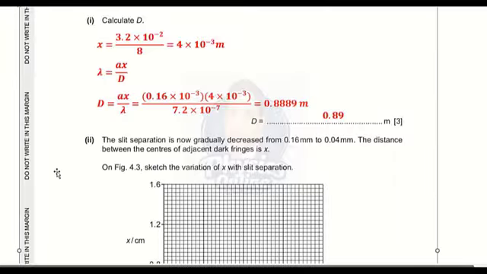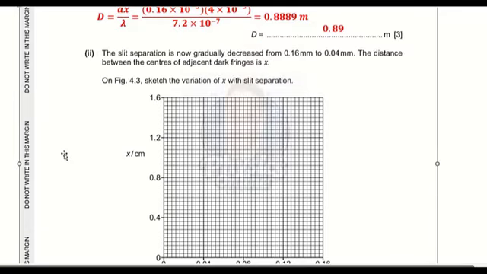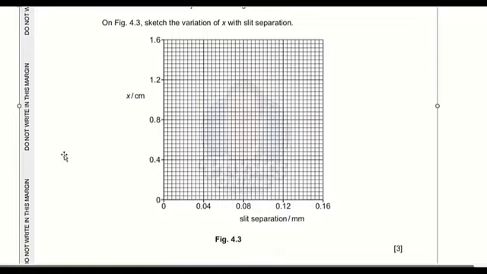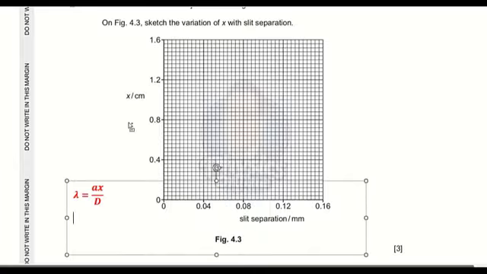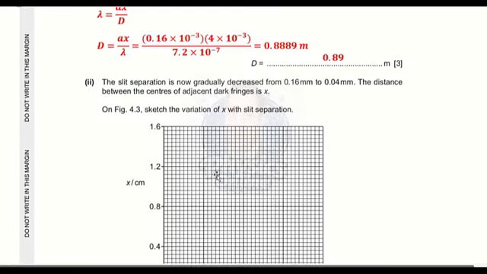The slit separation is now gradually decreased from 0.16 to 0.04 millimeter. The distance between the centers of adjacent dark fringes is x. On the figure, sketch the variation of x with the slit separation. We need a relationship between slit separation a and the fringe separation x. We write the equation: x equals lambda d over a. So for the relation between x and a, we already have one point.